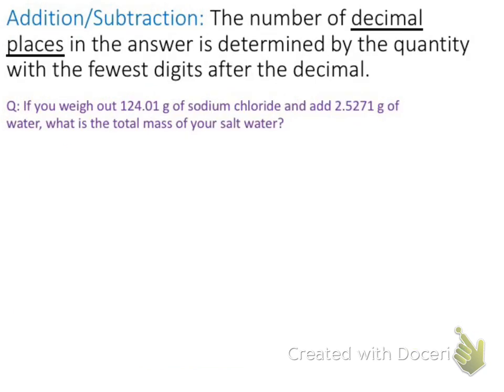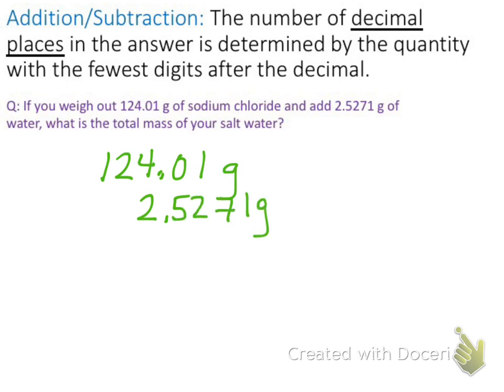When you perform addition and subtraction, the rule of thumb is that the number of decimal places in the answer is determined by the quantity with the fewest digits after the decimal. This is in contrast to multiplication and division. It's best learned when we put it into practice, so let's jump into a problem. If you weigh out 124.01 grams of sodium chloride, and then you add 2.5271 grams of water, what is the total mass of my salt water?